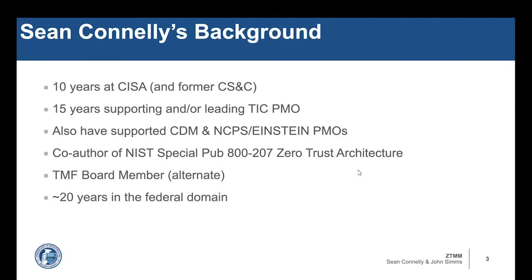John and I have both started to support the Zero Trust efforts for the last few years. Aside from that, I've supported the Continuous Diagnostics and Mitigation Program, and NCPS Einstein programs. Those are ways that CISA has been providing tools and visibility to the agencies. Outside those programs, I'm one of the co-authors of the NIST Special Publication 800-207 on Zero Trust Architecture that John will talk about in a moment. Also, I'm a supporting member of the Technology Modernization Fund Board, the TMF, a $1 billion fund that Congress has allocated to the federal agencies, that through the White House, OMB, and some other agencies, we are working to modernize and build better cybersecurity awards to help agencies with improving their enterprise. But altogether, I've been about 20 years in the federal domain. So at this time, I'll pass the mic back over to John.